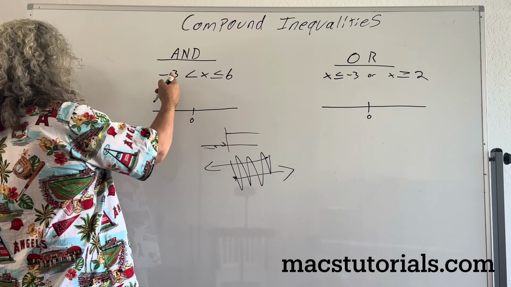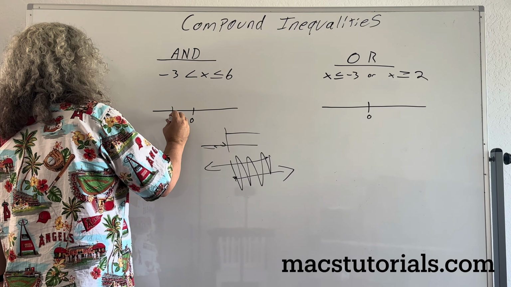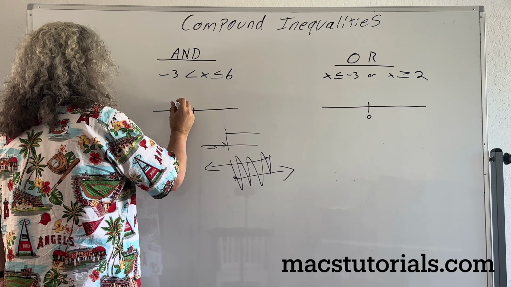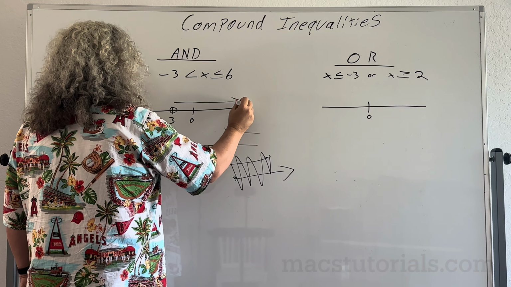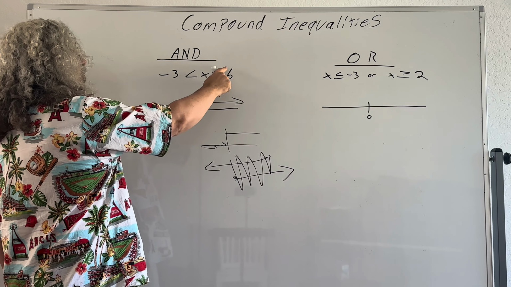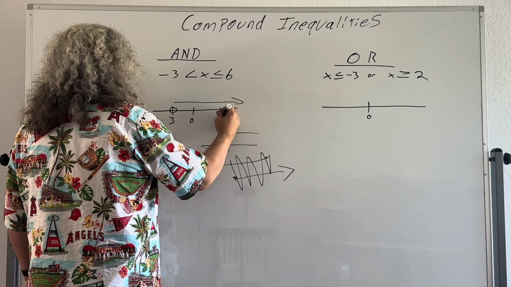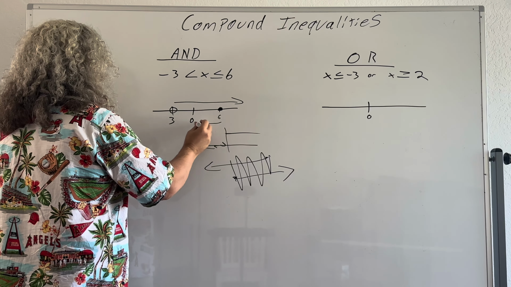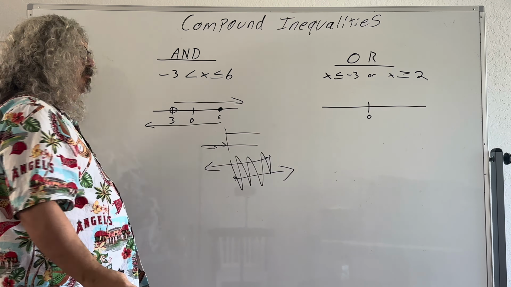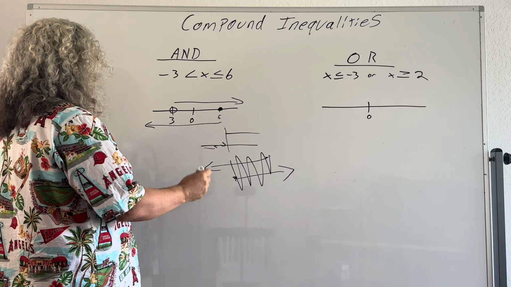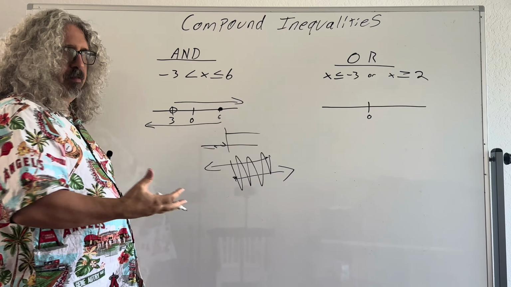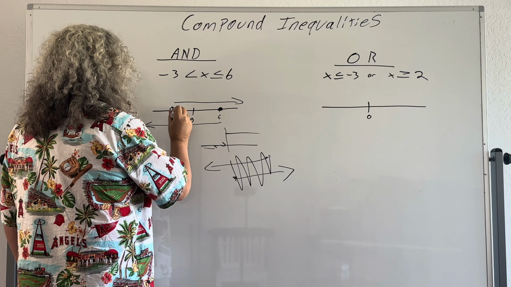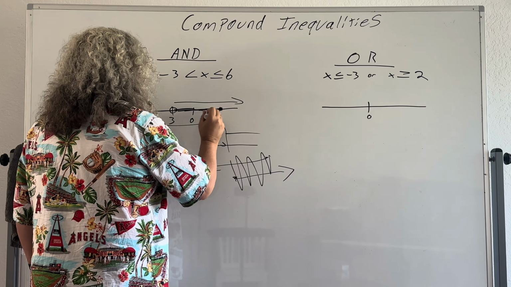So as I look at this one, I see my -3, and so I'm going to write -3, and it's greater than. So it's going to go that way, right? And then it also needs to be less than or equal to 6. So I'll do a 6 there, and I'm going to do a dot there because of the equal sign, and that needs to go that way. So when you think about it, where does it solve both of them? And the answer is it's the circle there, it's the dot there, and it's everything in between.